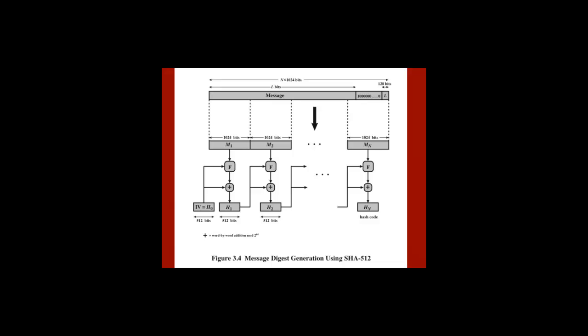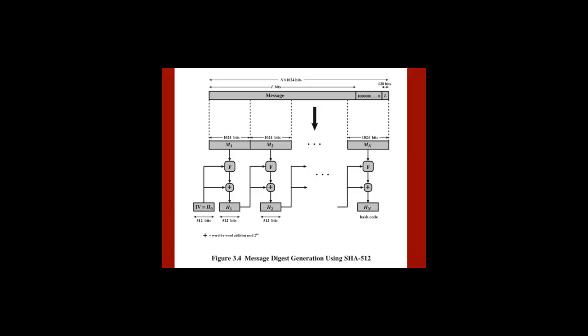So here's the algorithm. Take a look. We take as the input a message with a maximum length of less than 2 to the 128 bits. So that's a big message. And it produces an output of a 512-bit message digest. And the input again is processed in blocks, in this case 1024 bits. And the picture depicts that the overall processing of a message to produce a digest is done in this form.